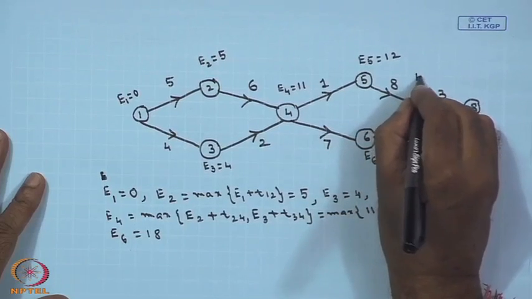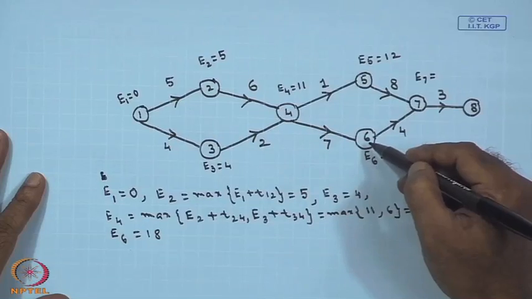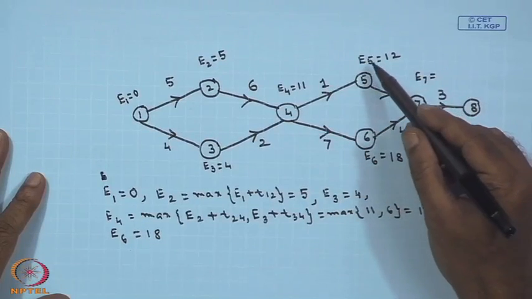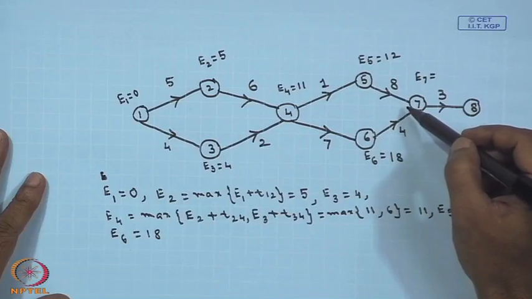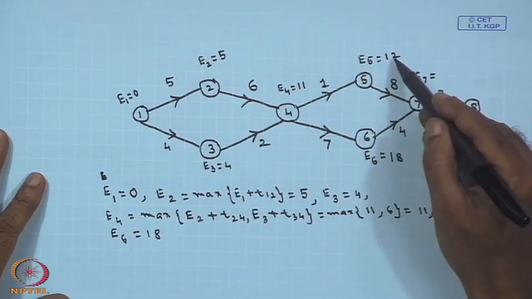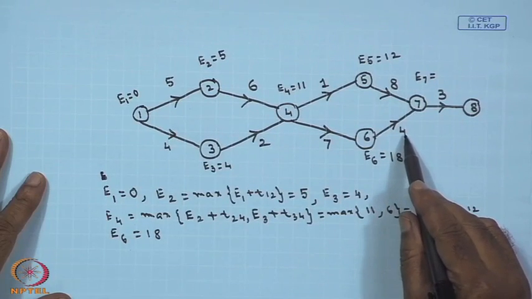Your E7 is approaching from two nodes, node 5 and node 6. So, I have to calculate the maximum of these two, maximum of E5 plus T57 and E6 plus T67. So, here it is 12 plus 8, 20, here it is 18 plus 4, 22.